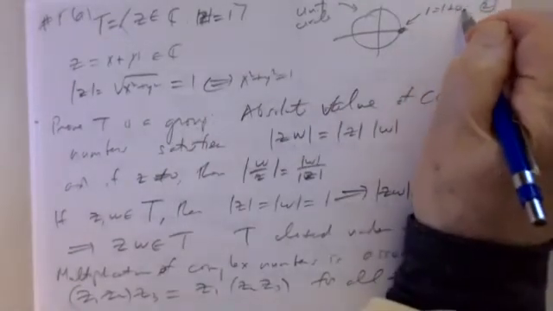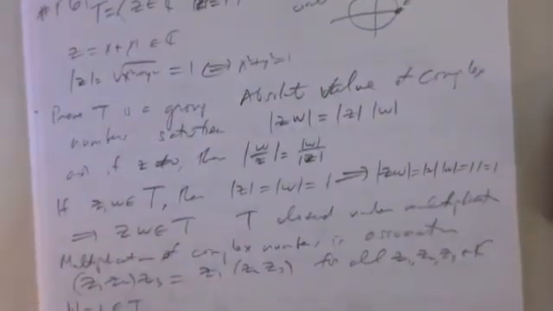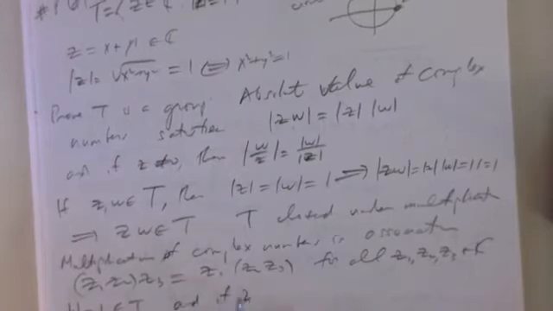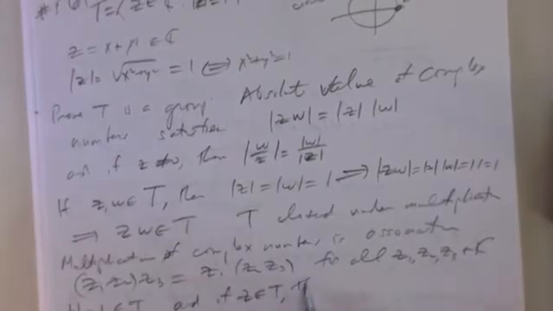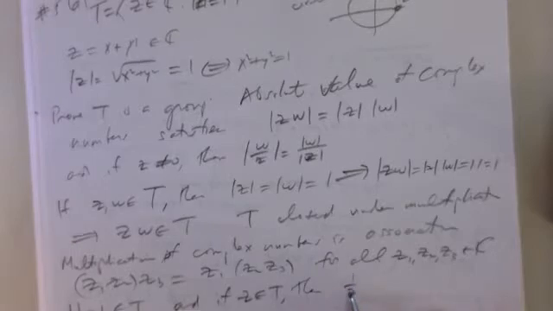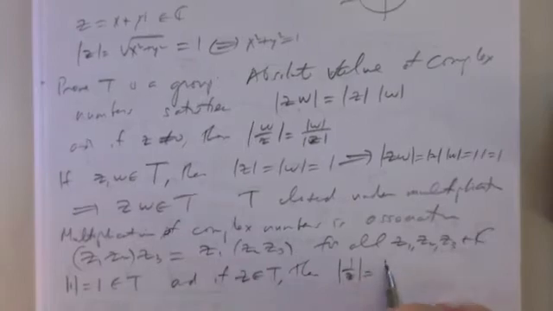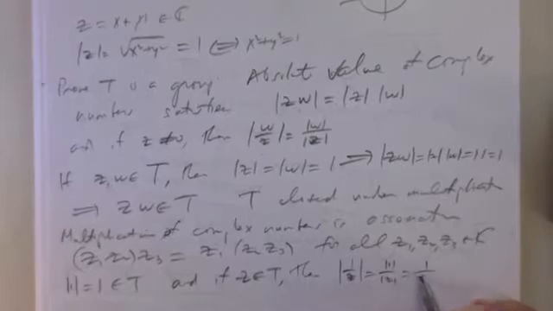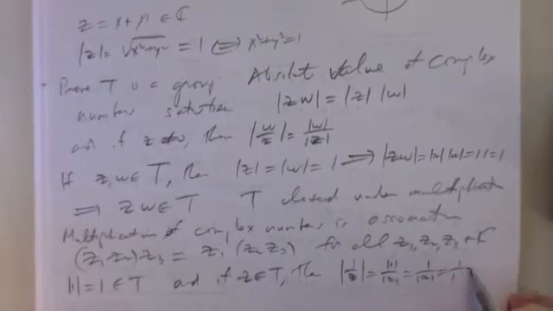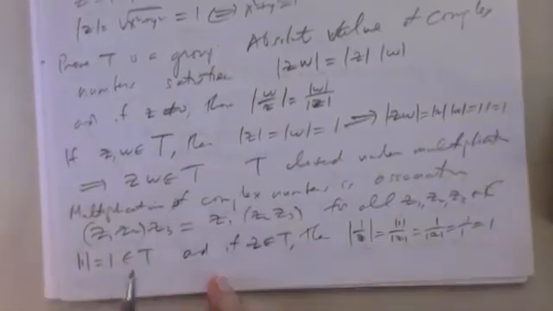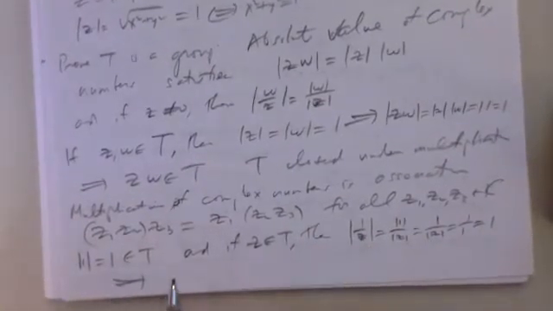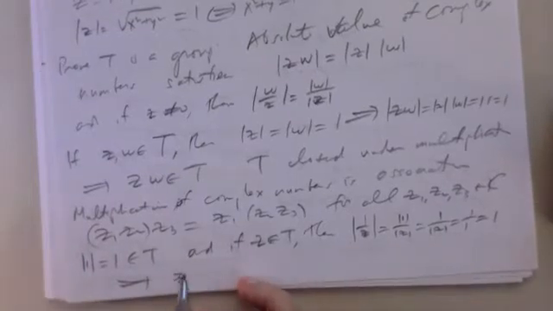This is 1 plus 0 times i, if you like. And if z is in T, then the absolute value of 1 over z is 1 over the absolute value of z. But the absolute value of z is 1, so 1 over 1 is 1. Which means that 1 over z, or z inverse, is also in T.